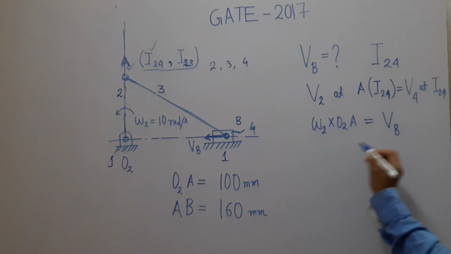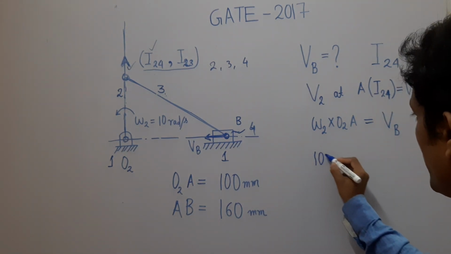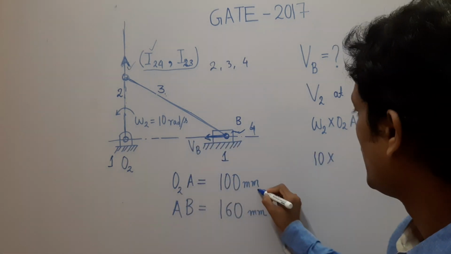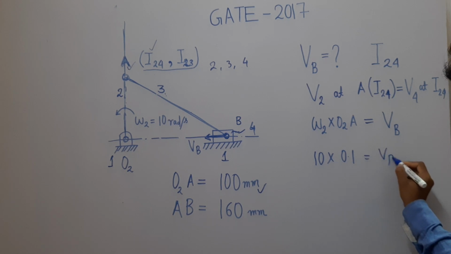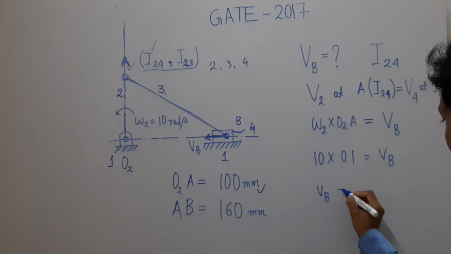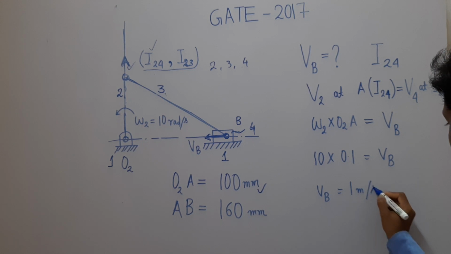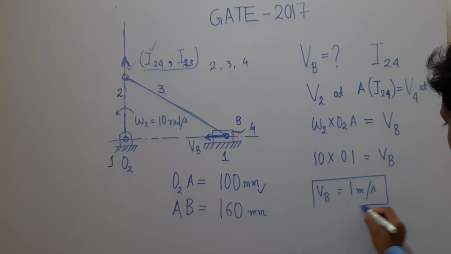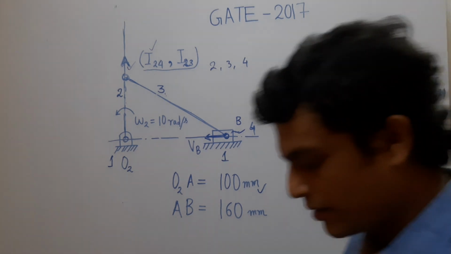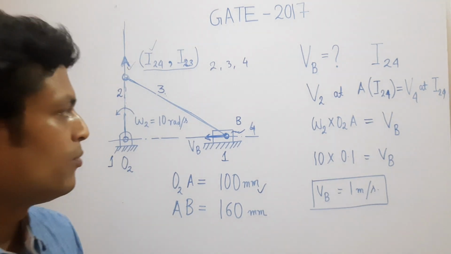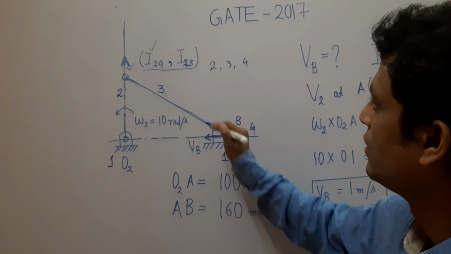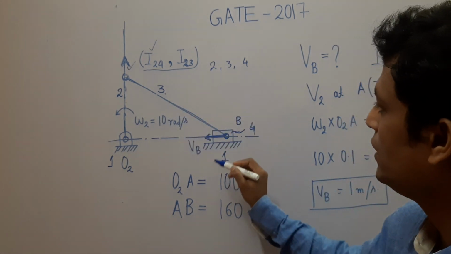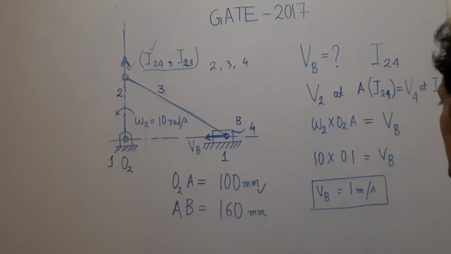So what is the velocity Vb? Omega 2 is 10 radian per second and O2A is 100 mm, that is 0.1 meter, that is equal to Vb. So Vb becomes 1 meter per second. So this is the answer, and we got the same answer by the relative velocity method. Now one more analysis we are doing for ourselves, that is at this condition what is the angular velocity of AB.